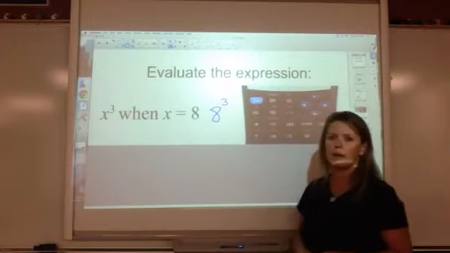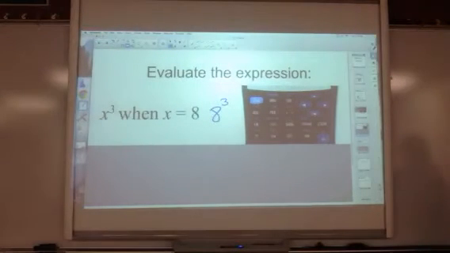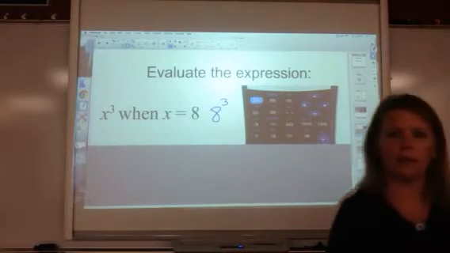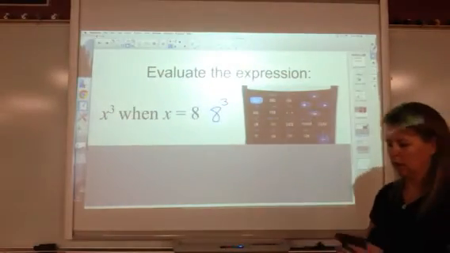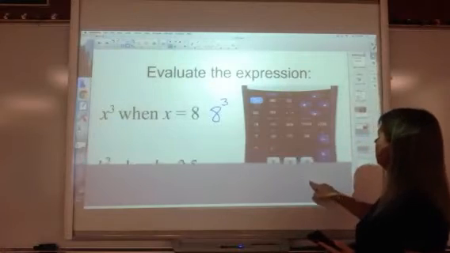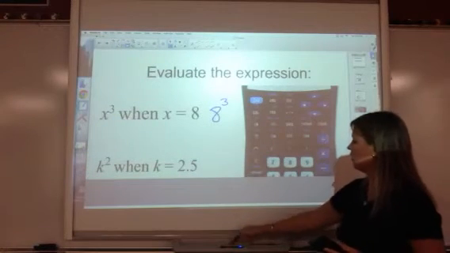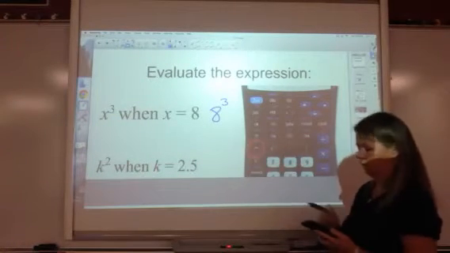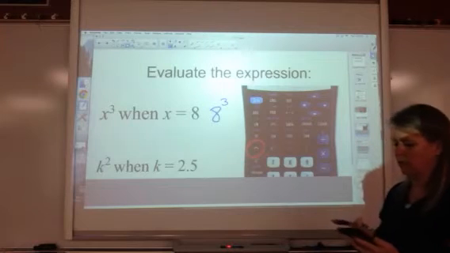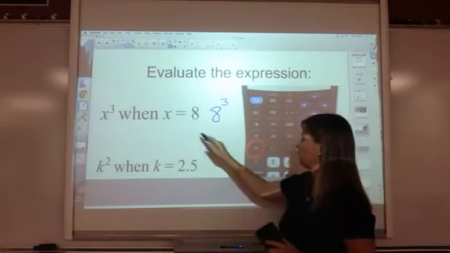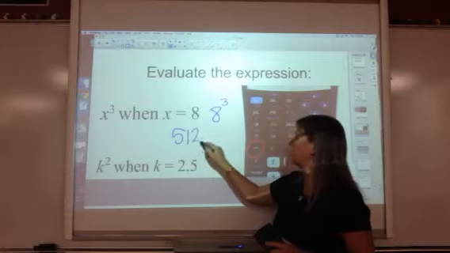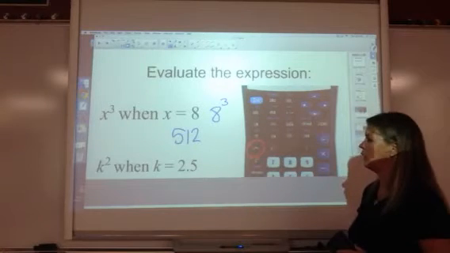Go ahead and calculate that out on your calculator. And again, I prefer that you use the power button, not 8 times 8 times 8. So your power button, if you have a calculator like this, is right here. Go ahead and type 8 power 3, and you're going to get 512. Evaluate means to simplify it all the way.